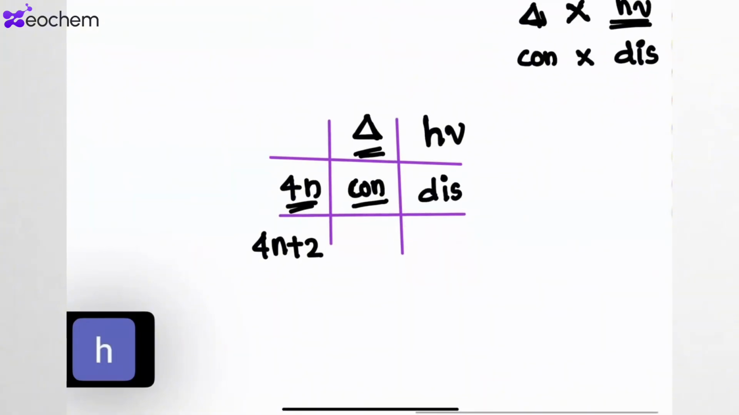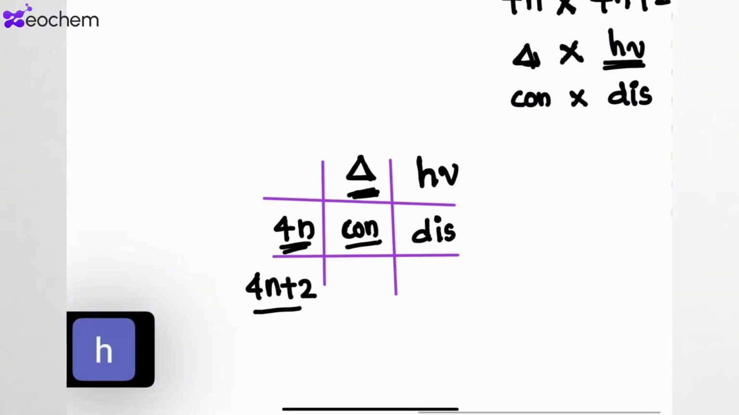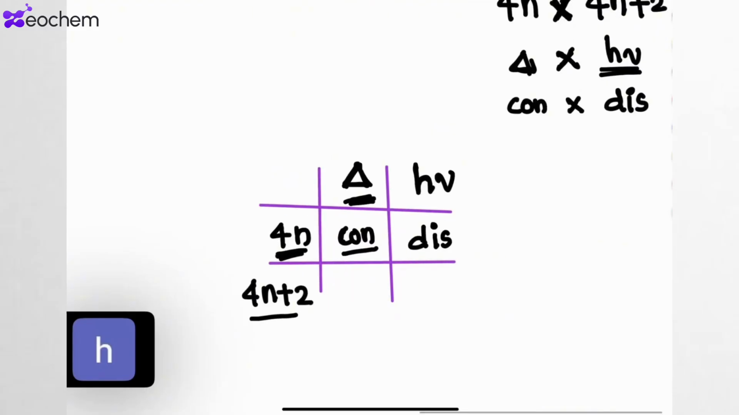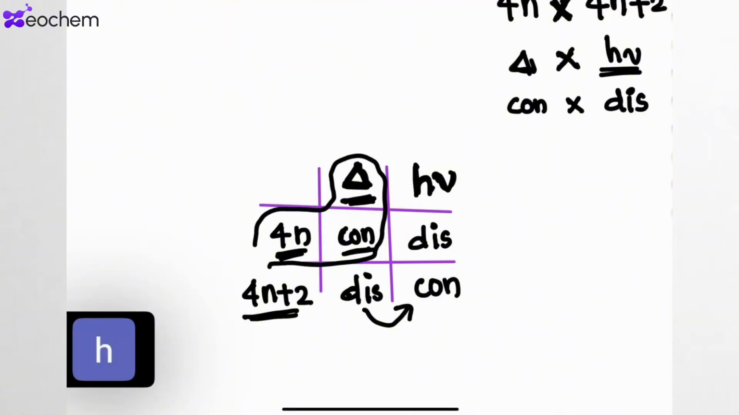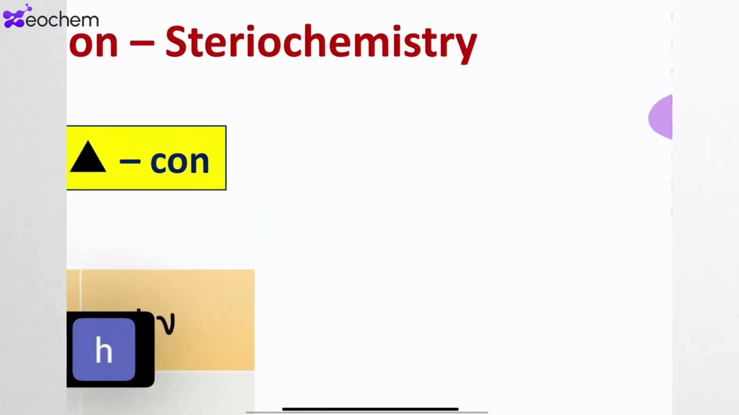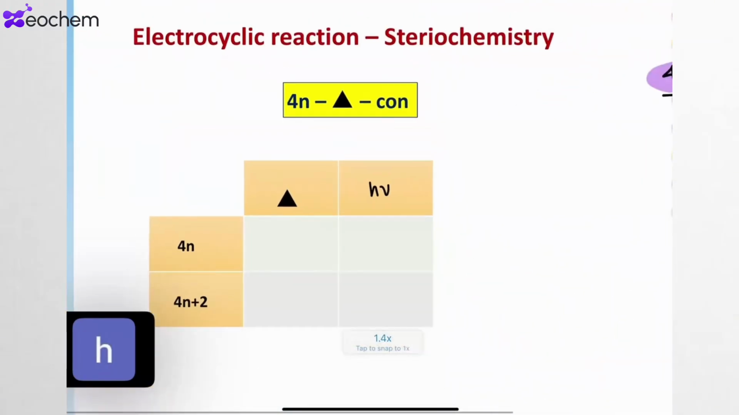Now we got one more relation. Now look at 4n plus 2 delta. I told you 4n and 4n plus 2 are again opposite. So here 4n delta is conrotatory, which means 4n plus 2 delta will be the opposite of conrotatory, which will be this. Okay. And 4n plus 2 delta being this means 4n plus 2 hv will be the opposite of this, which will be conrotatory. So it is so simple. You will just remember 4n delta conrotatory. From that, you will derive all the other three relations. So we already learned how to derive this.